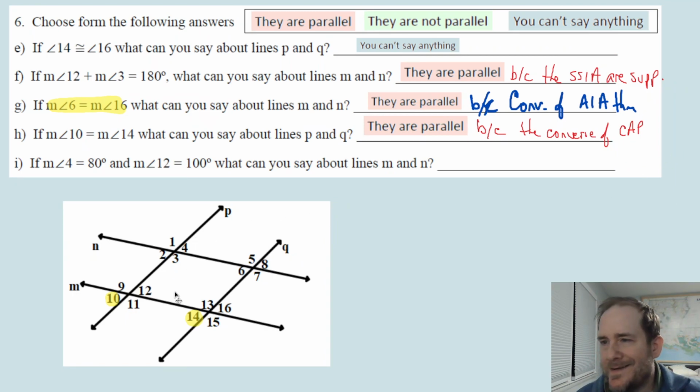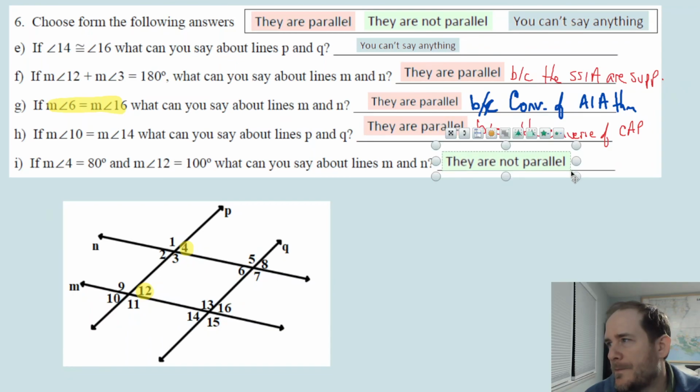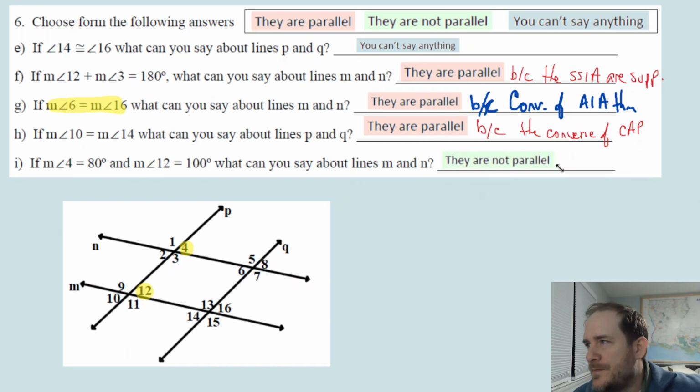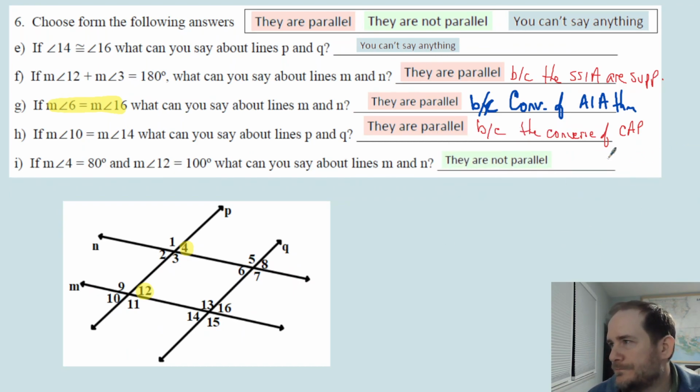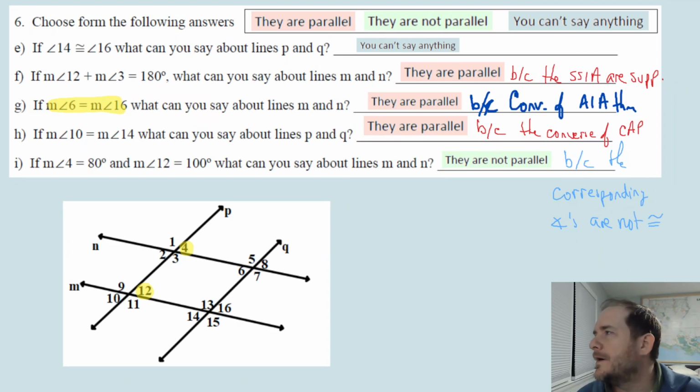And finally, part I. It's talking to me about 4, that's that guy, and 12, that's that guy. So 4 and 12 are just corresponding angles again. They want us to draw a conclusion about M and N. Well, if my corresponding angles are congruent, then we would be parallel. But we're not, because it says 4 is 80, it says 12 is 100. Those are not the same. So we should here be concluding that they are not parallel. And your justification would be because the corresponding angles are not congruent. Okay, keep moving.